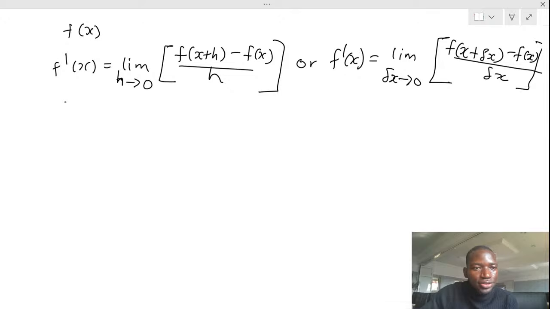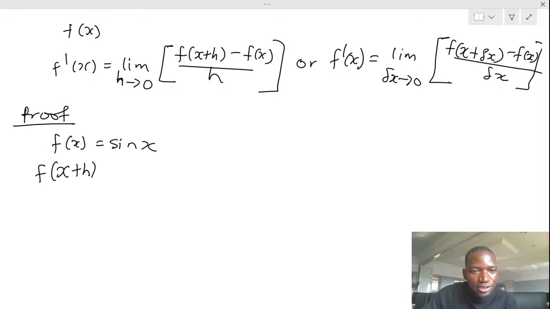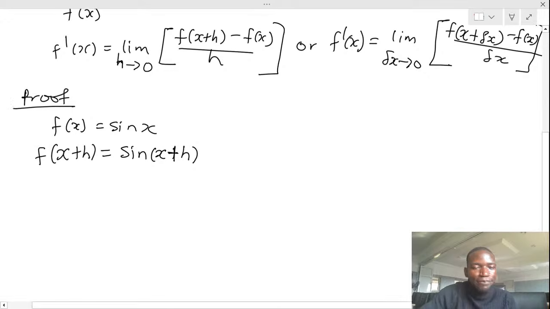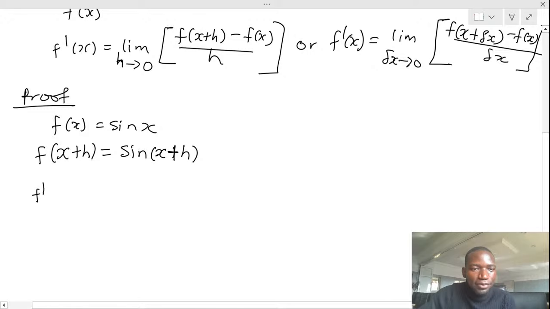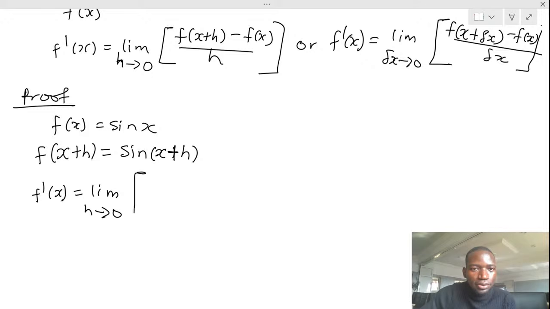All right, so let's prove. First of all, our f of x is sine x. Then the next thing is f of x plus h. Just add your h to this x. That's the next thing, right? So applying the formula, f prime of x will be equal to the limit as h tends to 0 of, our f of x plus h will give us sine of x plus h, minus sine x, everything over h.